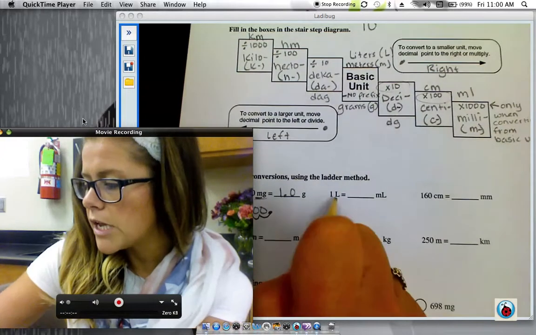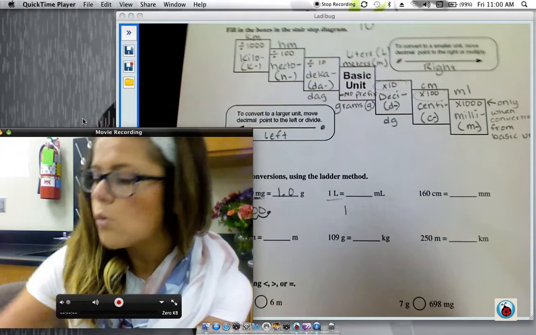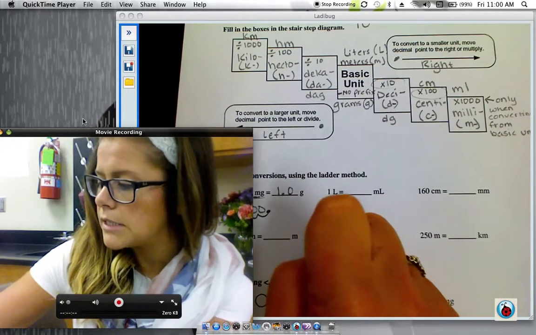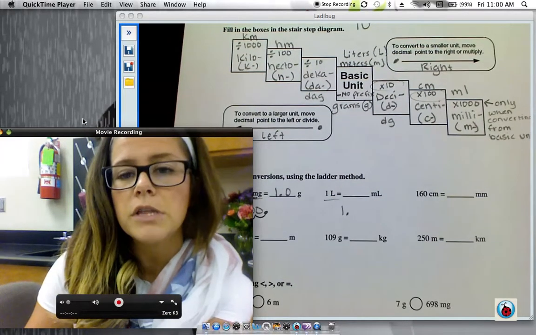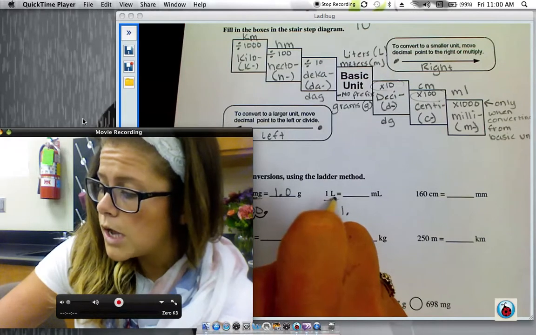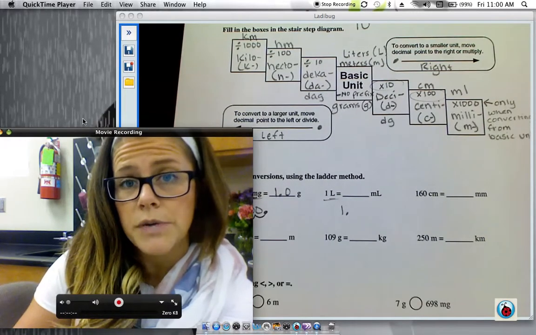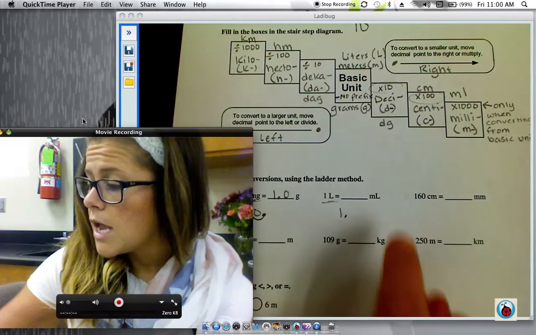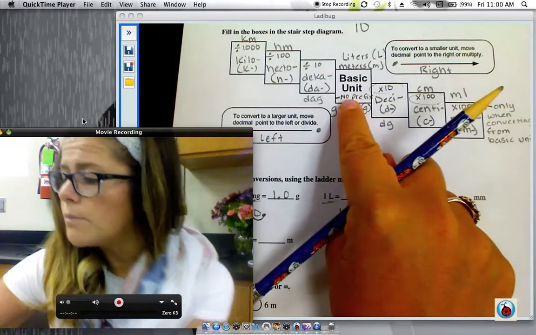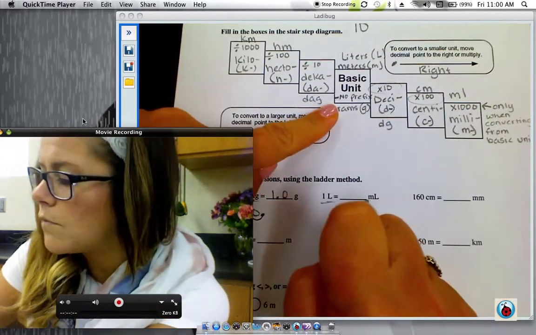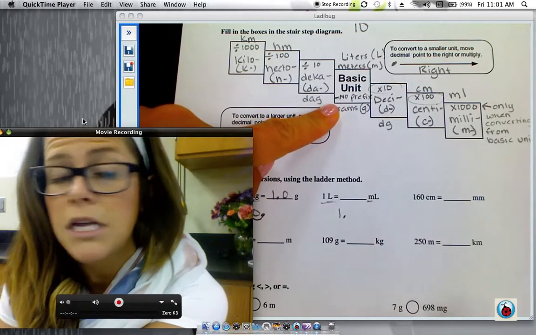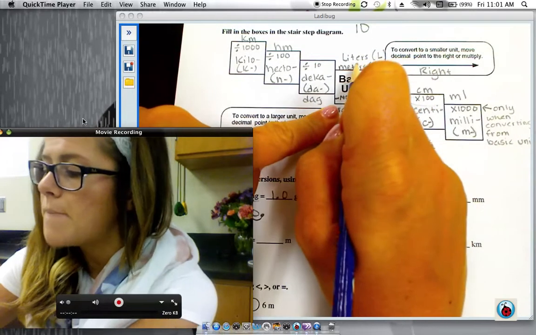All right, we're looking at liter. We have 1 liter. We're going to write our 1 down. The decimal always goes after the whole number, so we write that down. Now we have to find where the liter is. There is only 1 letter here, which means it is a basic unit. So it's right here. And we want to go to milliliter. We know that the prefix for M is milli. So we need to go from basic unit to milli.